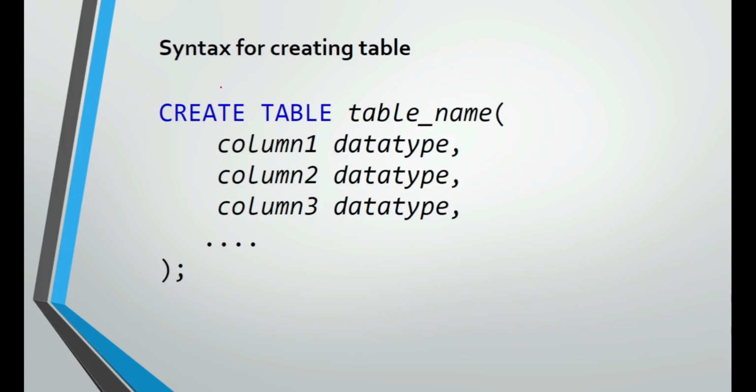Now let's see the syntax for creating a table. In MySQL Workbench, first we have to write CREATE TABLE. Then we have to give the name of the table, whatever we want to give, and then in brackets we have to provide the column name and its data type. So here we can see we have three columns. For each column we have a data type, and these are separated by commas. So this is the very simple syntax to create a table in MySQL Workbench.